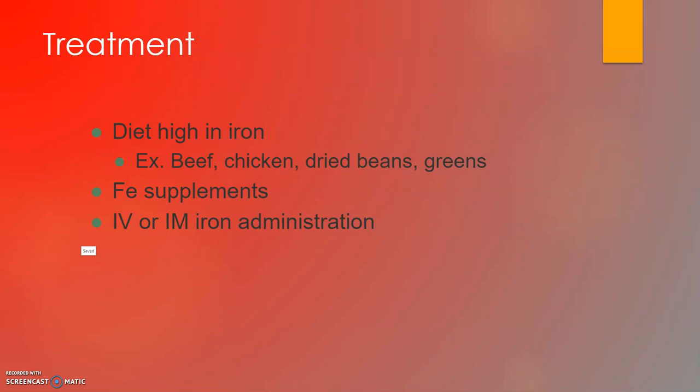There's a great chart in your Pearson book that shows the different foods for each of the nutritional anemias. Definitely take a look at that. We may also give iron supplements.